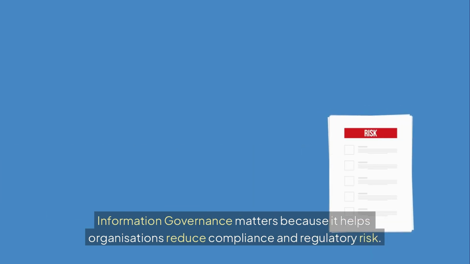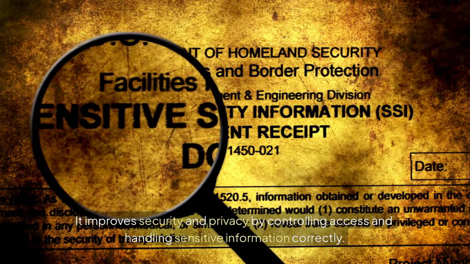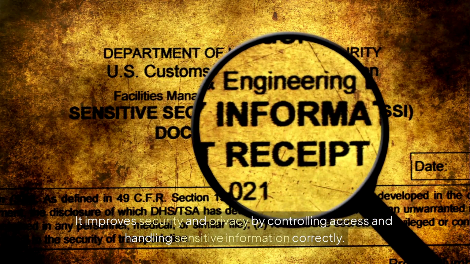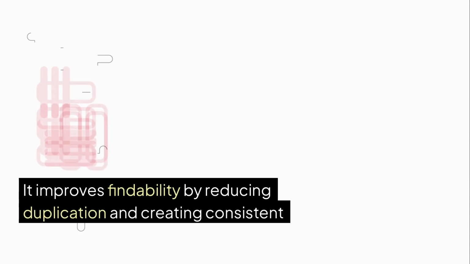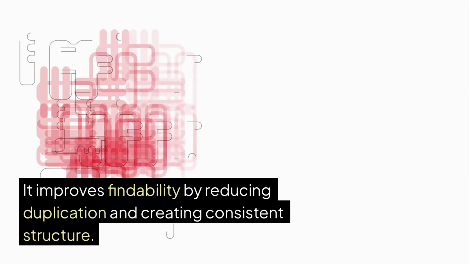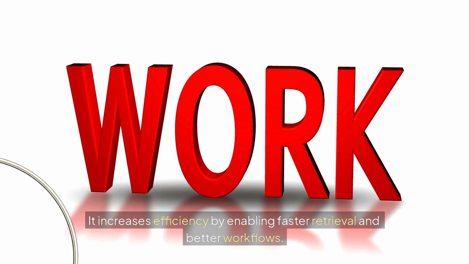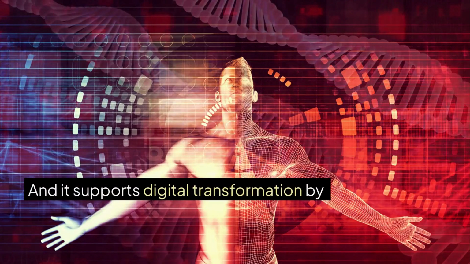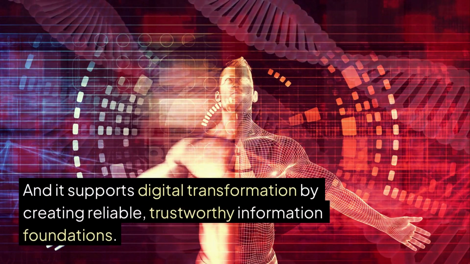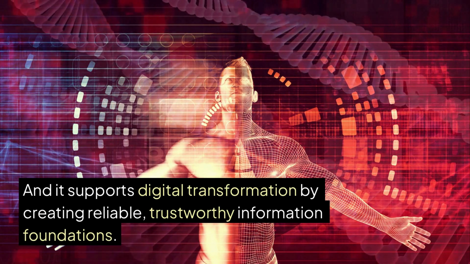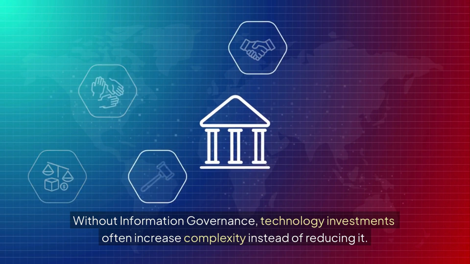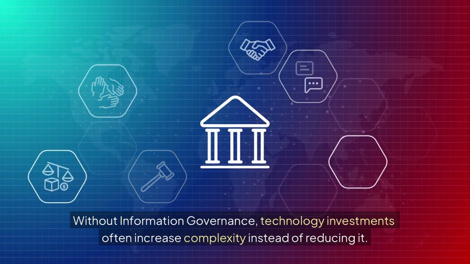Information governance matters because it helps organizations reduce compliance and regulatory risk. It improves security and privacy by controlling access and handling sensitive information correctly. It improves findability by reducing duplication and creating consistent structure. It increases efficiency by enabling faster retrieval and better workflows. And it supports digital transformation by creating reliable, trustworthy information foundations. Without information governance, technology investments often increase complexity instead of reducing it.